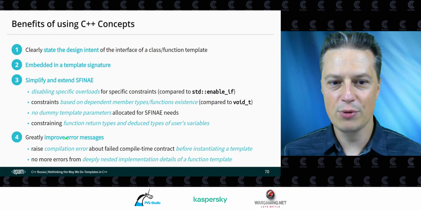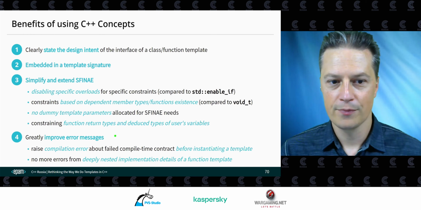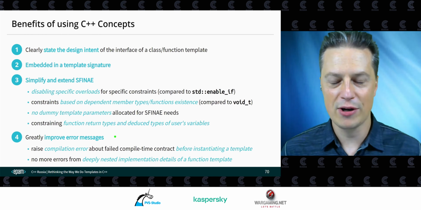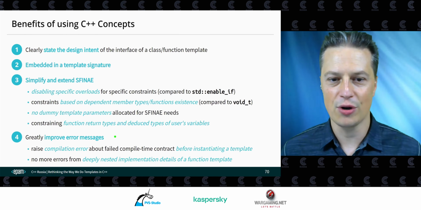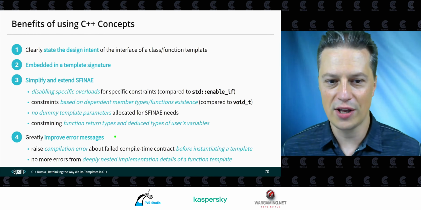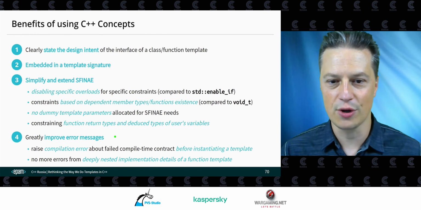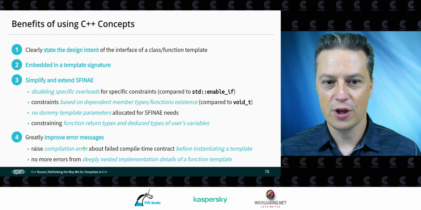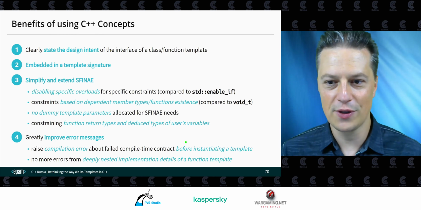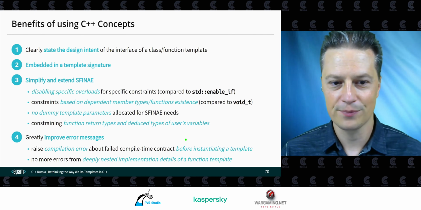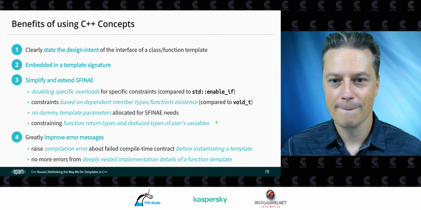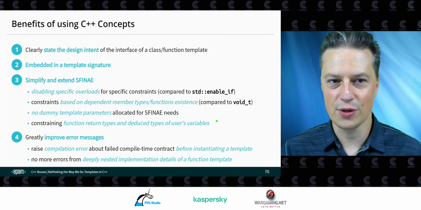And they also greatly improve error messages. They provide the error at the entrance to the library code rather than the insides of the library code. So you are working with the code you know rather than the insides of someone else's code. The compilation errors are basically provided before instantiating the implementation of the template function. So it makes it much easier and better for the users.